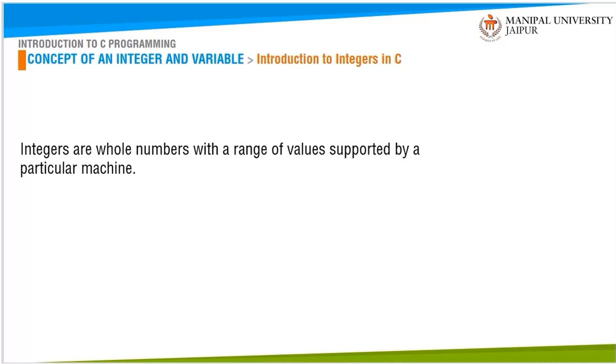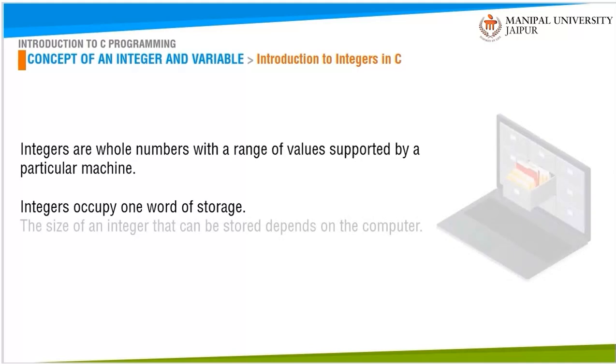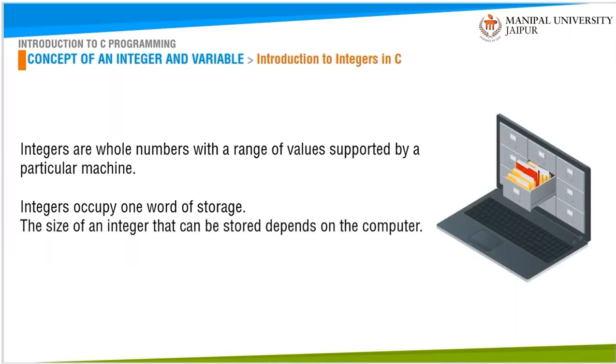Integers are whole numbers with a range of values supported by a particular machine. Generally, integers occupy one word of storage, and since the word sizes of machines vary, typically 16 or 32 bits, the size of an integer that can be stored depends on the computer.